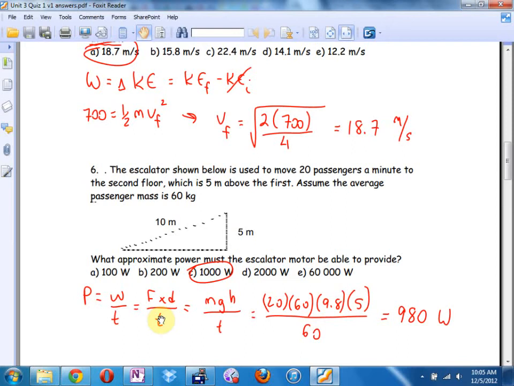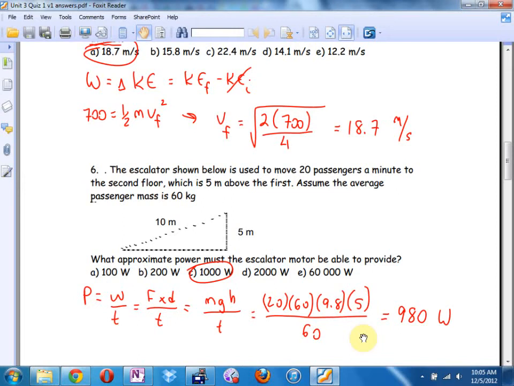How much mass? Well, in 1 minute, we move 20 people, 60 kilograms each. The total mass is 20 times 60. What force? Gravity, mass times gravity, mg. Times distance. The other way you could have done this is you could have said, well, if I'm moving 20 passengers a minute, how many passengers is that?